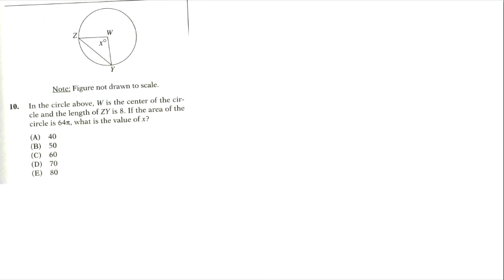Alright, in the circle above, which is not to scale, so we cannot assume that this here is going to be a right angle. W is at the center of the circle, so that means that this here is going to be equal to that. That's supposed to be an A. And the length of YZ is 8. The area of the circle is 64 pi. What's the value of x?